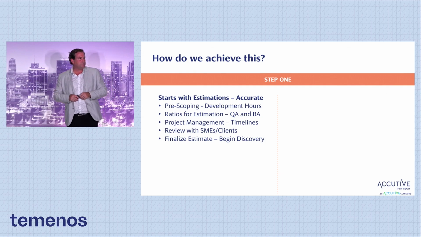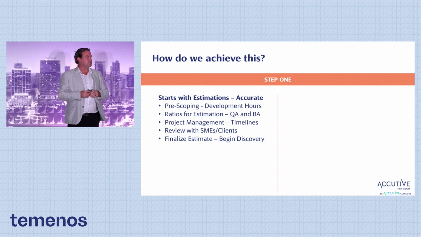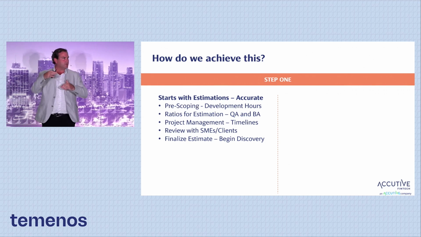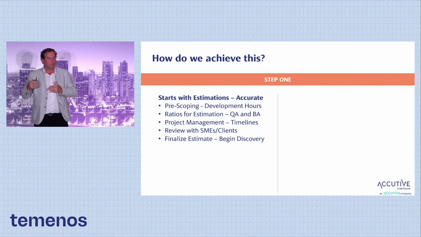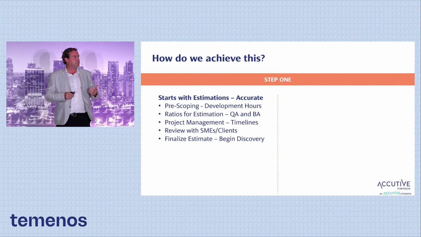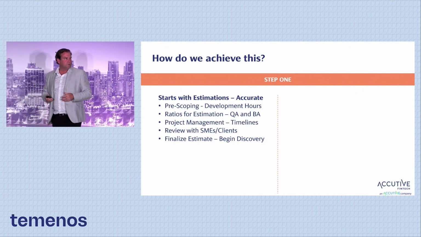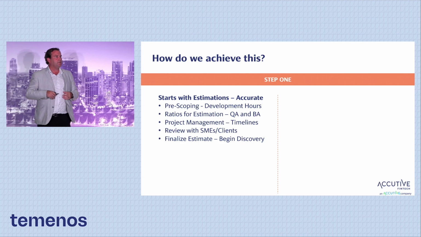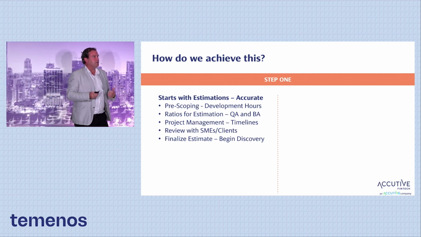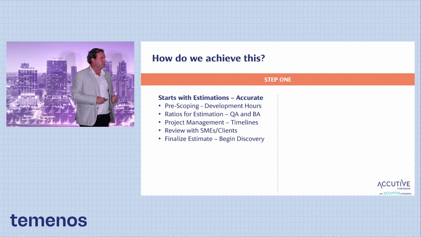We then have set ratios for our QA and BA teams. And depending on the complexity of the project, the complexity of that development, those ratios can change slightly. We then have project managers where we work with you. So we say, how many weeks of discovery do you want to do? 2 weeks, 3 weeks? How many weeks of end-to-end testing? 3 weeks, 2 weeks, whatever we work with you on. How many weeks of UAT do you want to do?